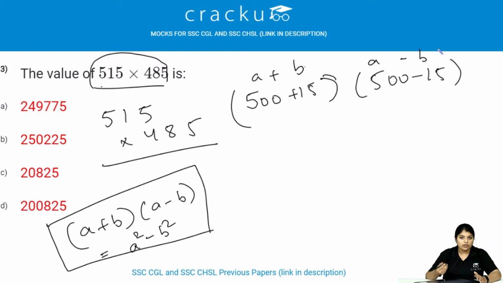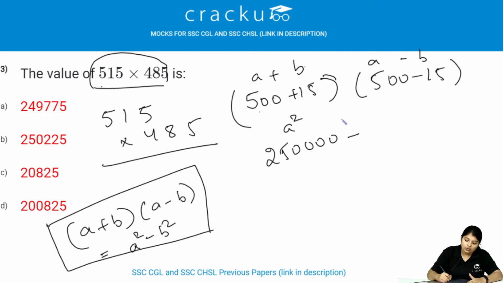So to get A square minus B square, 500 square: 5 5s are 25, and we have 2 zeros here and 2 zeros here. So 500 square is 250000. And for A square minus B square, 15 square is 225.